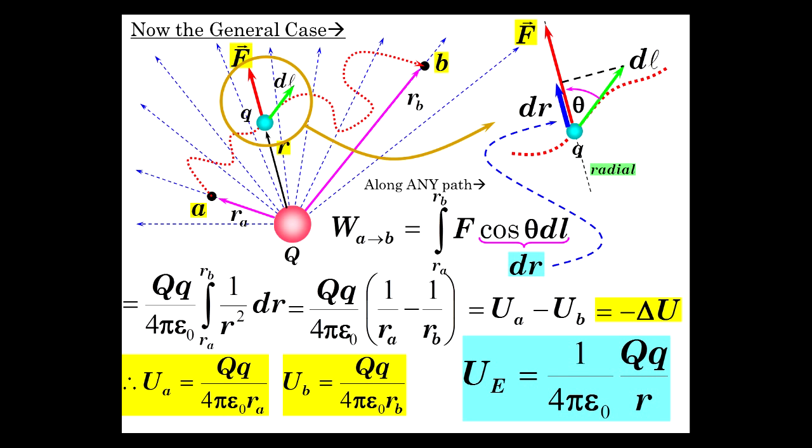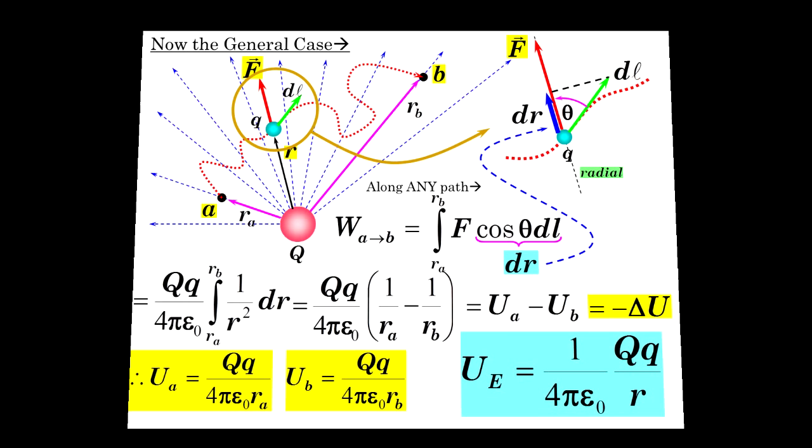So UE, electric potential energy, is KQq over R. Doesn't that look familiar? Remember, U sub G is big G, big M, little m over R. And for the same reasons, and by analogy, the electric potential energy has the same form for a point charge.